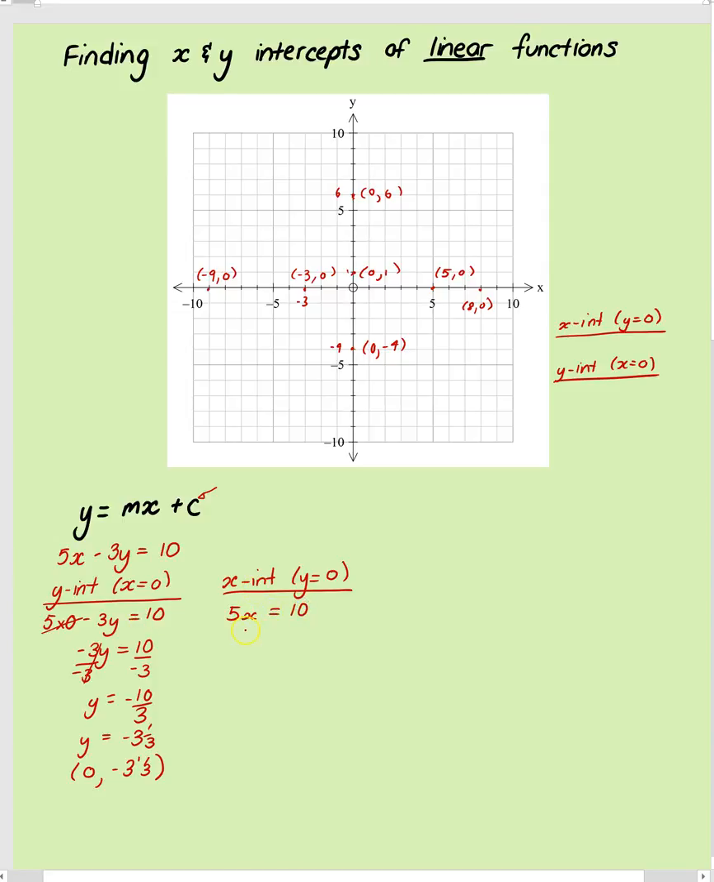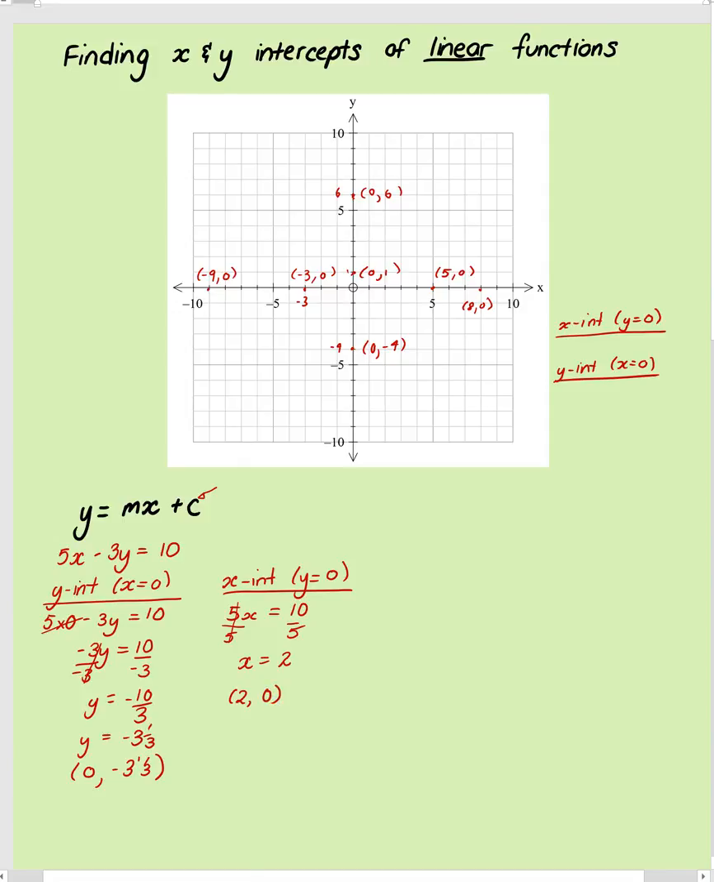I'm hoping you could solve it from here, that you know that 5 times 2 equals 10, therefore x is 2. If you didn't know, you would say, to get rid of the times 5, we're going to divide both sides by 5, and once again that cancels, so I'm left with x equals 10 divided by 5 is 2, and that gives me the coordinate 2, 0.